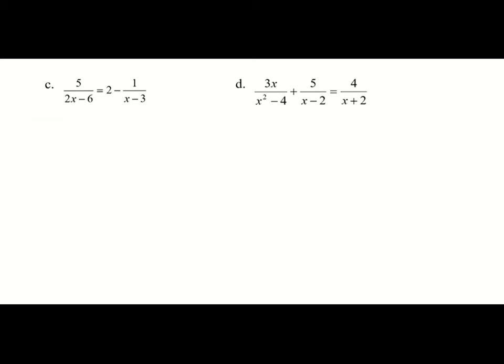Okay, now for C, remember you want your denominators in factored form before you find that LCD. And I notice here the 2x minus 6, I can factor a 2 out of that, and it becomes 2 times x minus 3. So then I notice I have x minus 3 in both fractions, which is good. And I also need that 2. So this becomes our LCD. So we're going to multiply everything here by 2 times x minus 3.